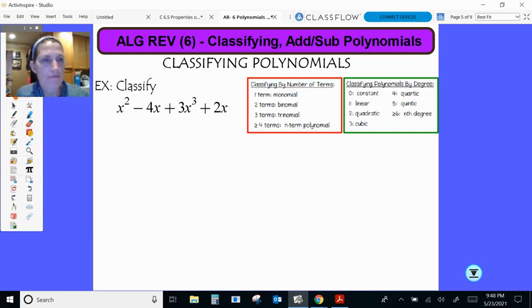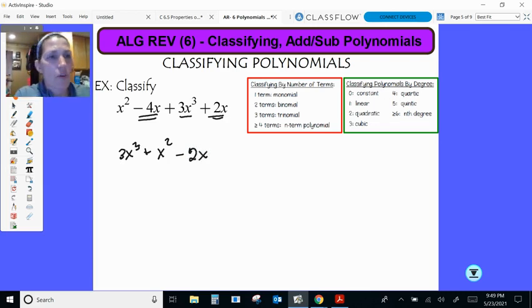Okay, how about this guy? So look here, we are not in standard form, right? We have to put this in standard form first. So this term's going to go first. So we have 3x cubed, plus x squared, and then negative 4x and 2x can be added together. So it's minus 2x. And now we're simplified. Okay. Now we can classify by number of terms, which is a trinomial. And it's the highest power of 3. So it's going to be cubic, right? So we're going to have a cubic trinomial.